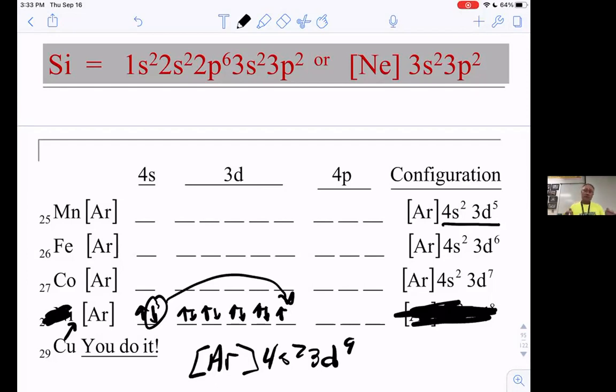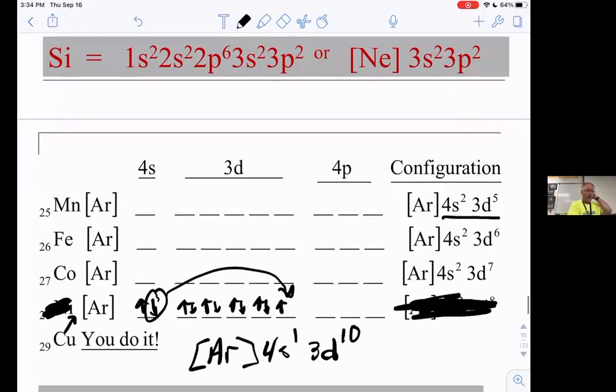There are really only 2 exceptions that we're going to have you guys memorize, copper being one of them and chromium being the other, and I'll show you it as well. But with copper, we wouldn't write 4s2 3d9. We would actually write 4s1 3d10. It is more stable with that electron in the Ds rather than in the S by itself. So yeah, copper does this. And you just got to know it.